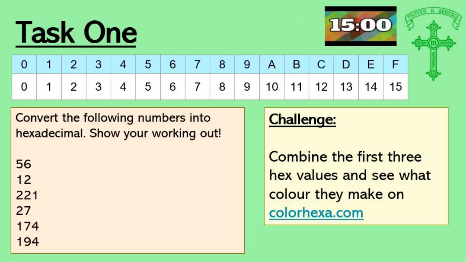So your first task is to have a go at these conversions, convert the following denary numbers into hexadecimal for me. If you want to have a little bit of a challenge, go to a website called Color Hexa, combine the first three and the second three hexadecimal values together and see what colour they come up with, because there's usually a 6-digit value. A hexadecimal colour is like, say white, for example, in hexadecimal is FFFFFF, and black is 000000. So feel free to have a go at that.